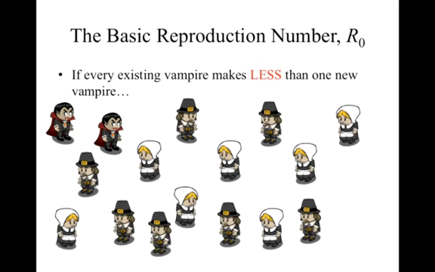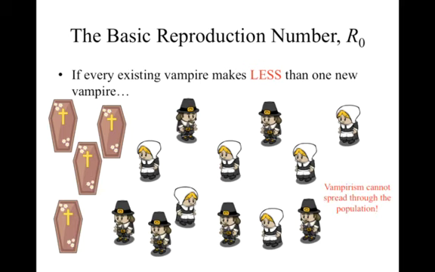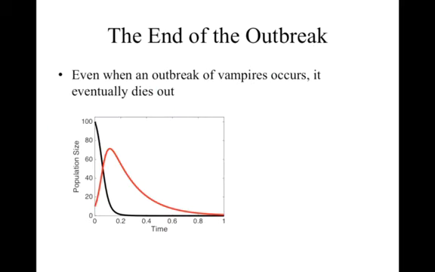However, if every existing vampire makes less than 1 new vampire before it gets caught, here I've got 2 vampires, and maybe between the 2 of them, they can only manage to turn 1 townsfolk into a vampire. They're not replacing themselves, basically. I had 2 vampires, and now I've got 1. Maybe that 1 vampire does succeed in biting 1, but then maybe she fails, and now we've got some coffins, and the vampires have died out. So in this case, vampirism cannot spread through the population because each individual vampire made less than 1 new vampire before it was locked into a coffin.